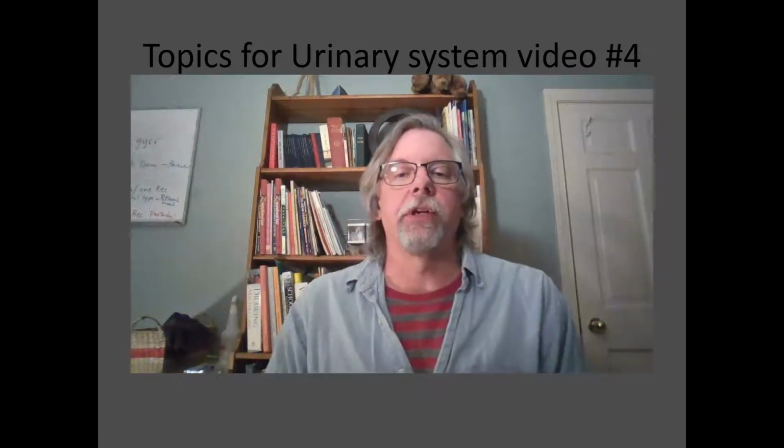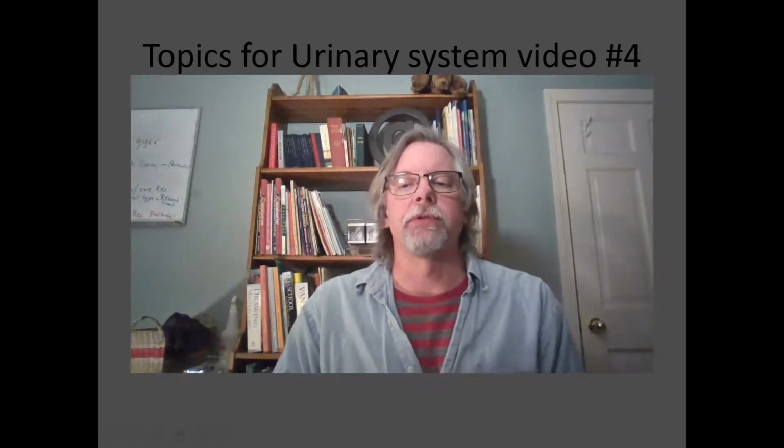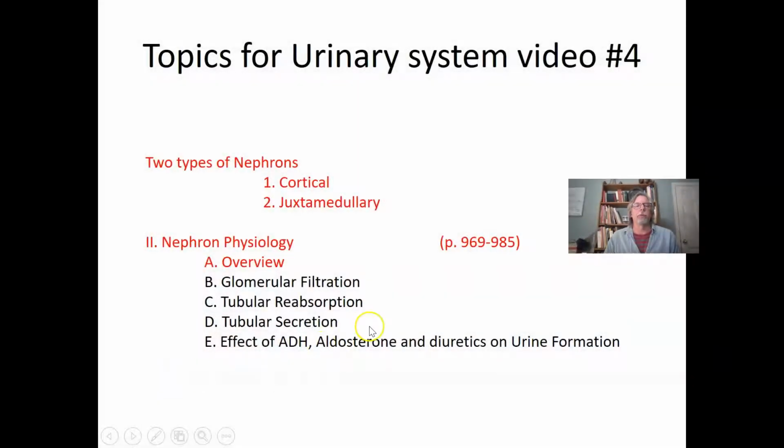Hello everyone, this is video number 4 for the urinary system, and the main topics that we'll be covering are shown on the outline here in red. So one topic is a description of the two main types of nephrons, cortical versus juxtamedullary. What are the differences? So we'll go over that.